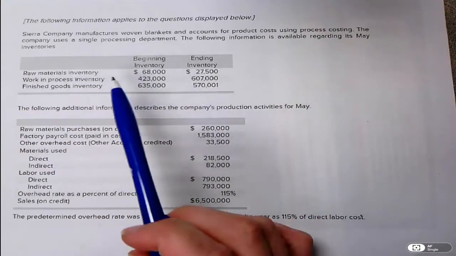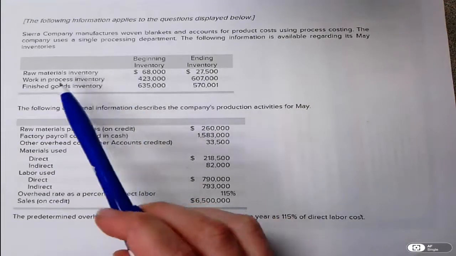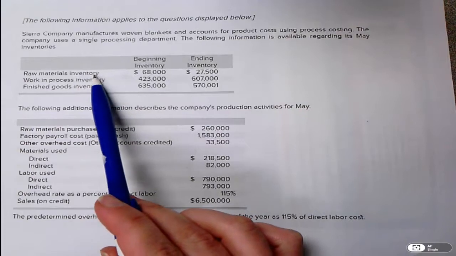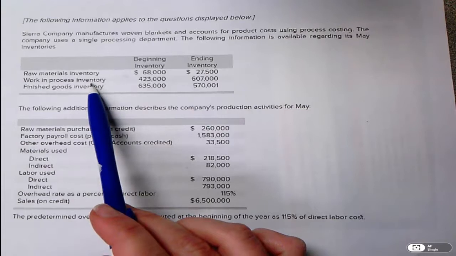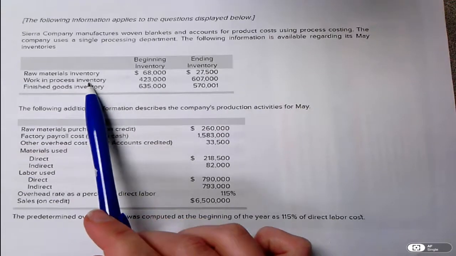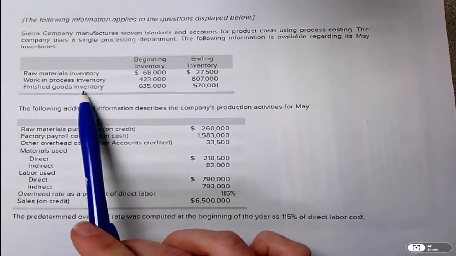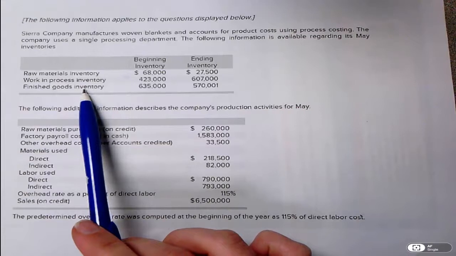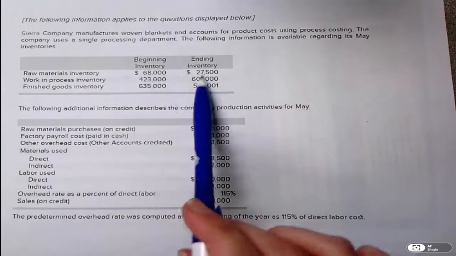So we have 3 different types of inventory, very standard with any manufacturing company. Raw materials: as soon as materials are purchased, they go into raw materials. The next flow would be, if those materials are used in the actual production of a product, they go into work in process. And then once they're done, those materials, labor, and overheads that are used to produce something go into finished goods. And we have a beginning inventory and an ending inventory for each one of those accounts.